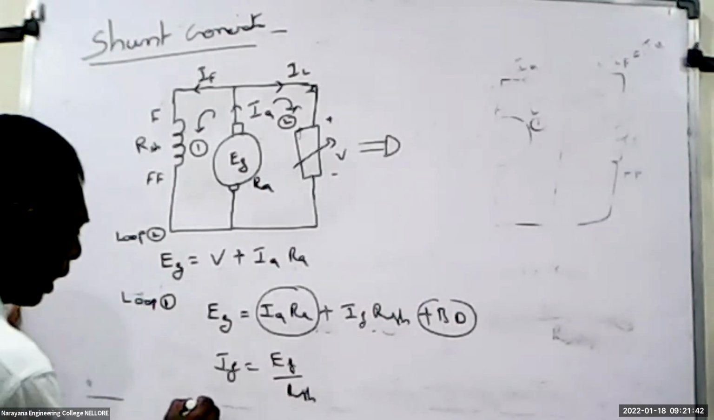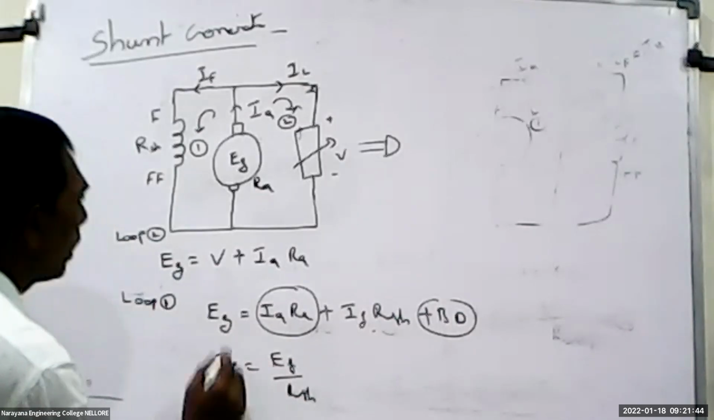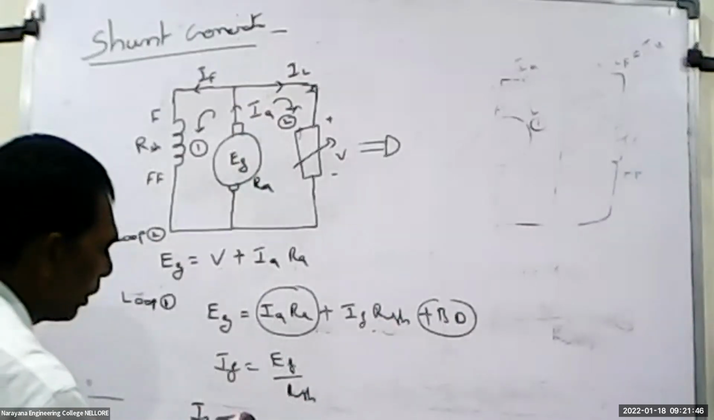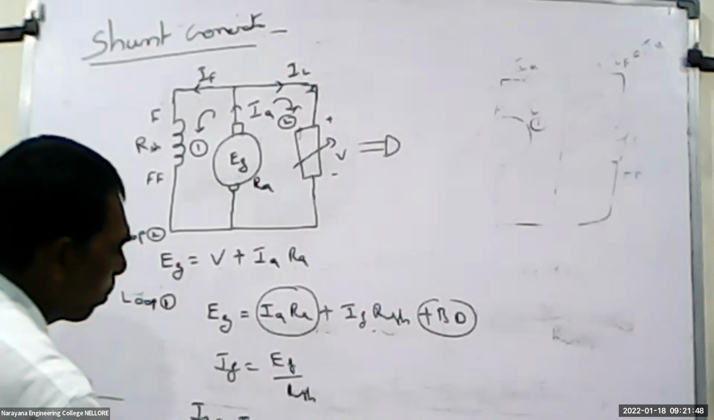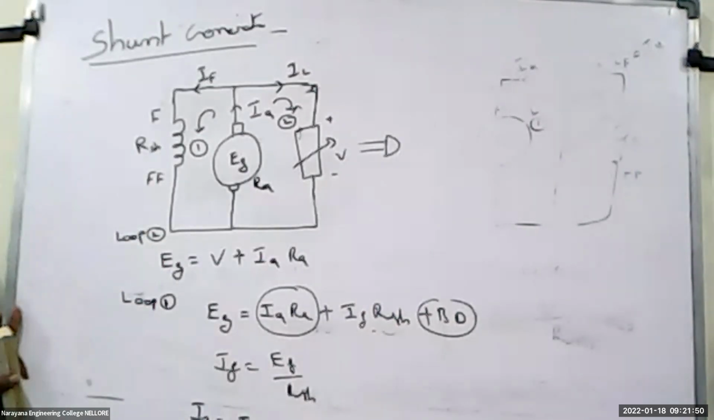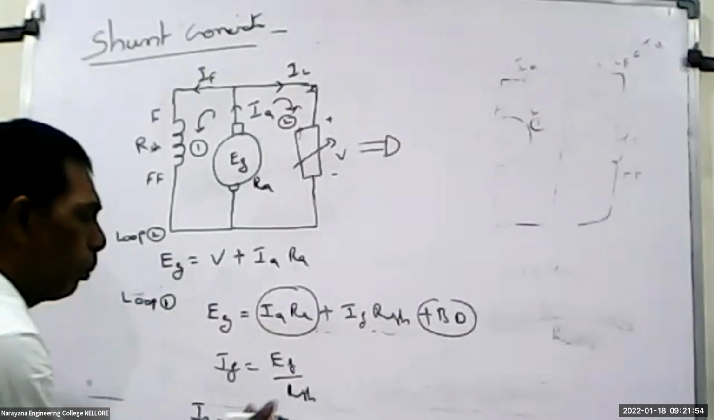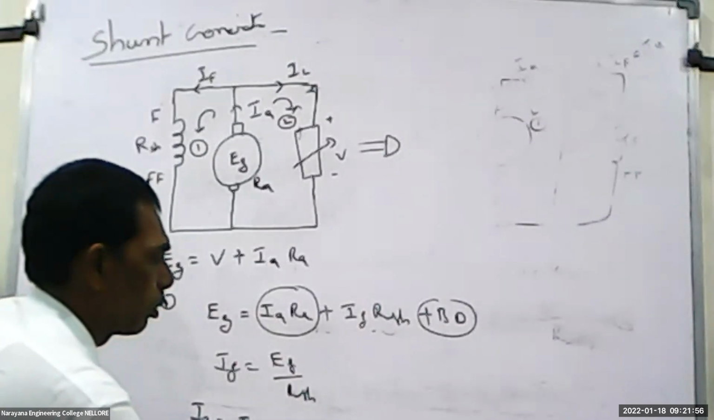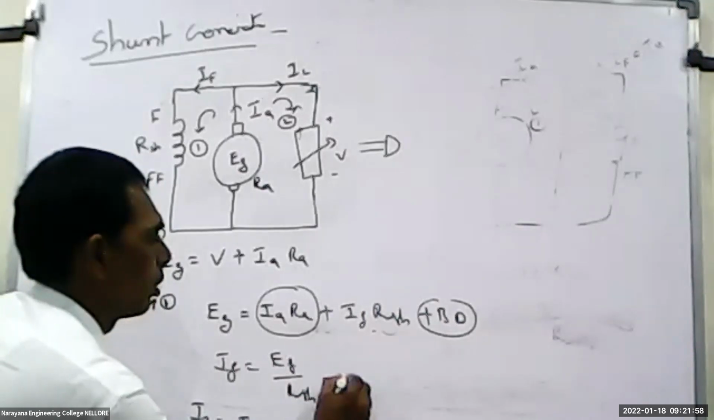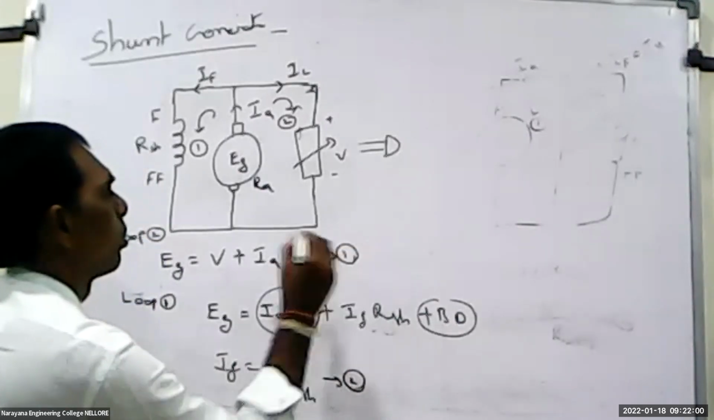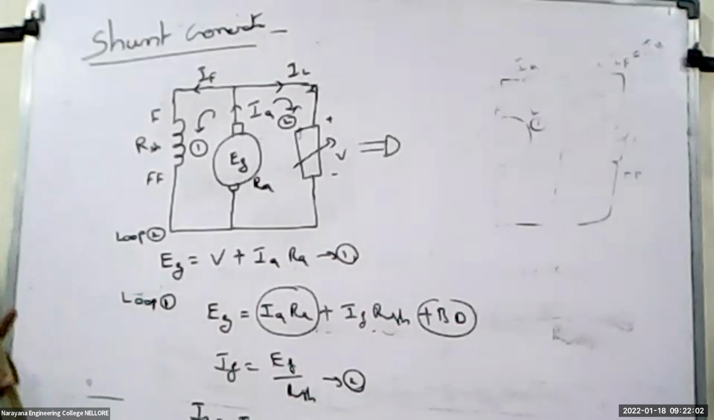And same here, IA is equal to, apply KCL at this point. IA is equal to IL plus IF. Previously it is IL minus IF, and here it is IL plus IF. So that is the equation number 3, and it is equation number 2, and it is equation number 1. So that is called a series generator and series motor.